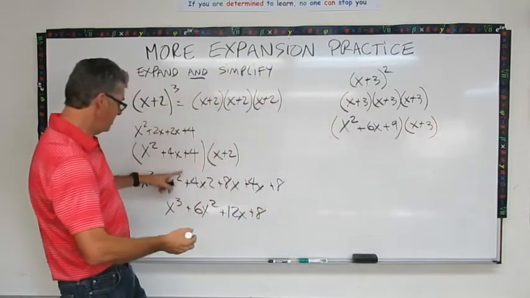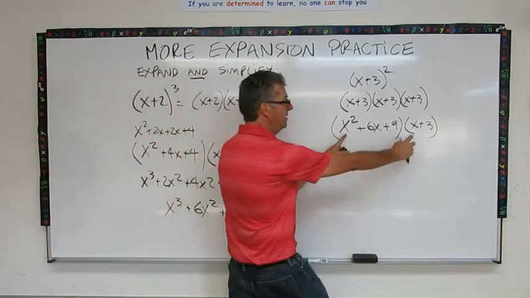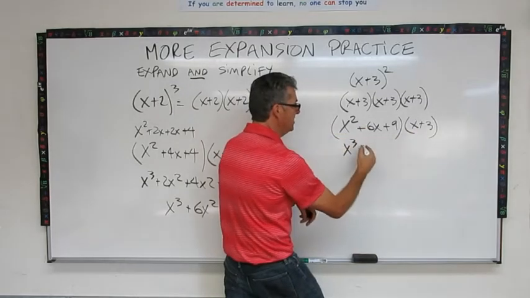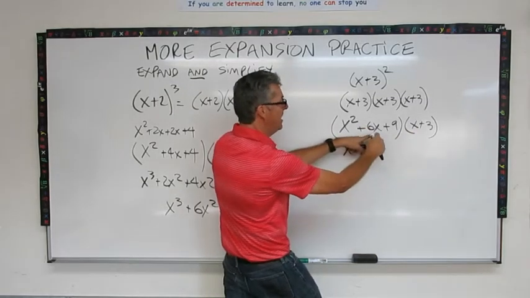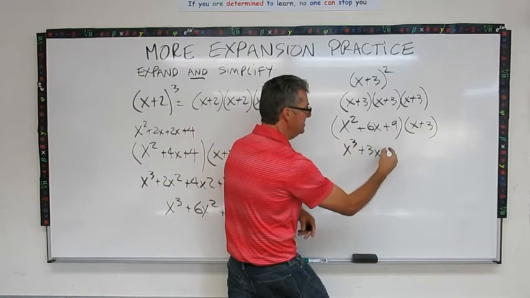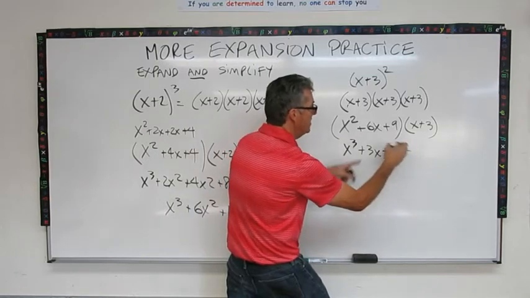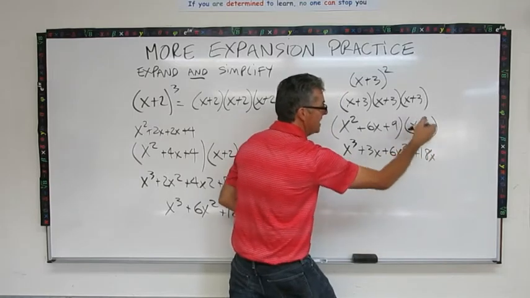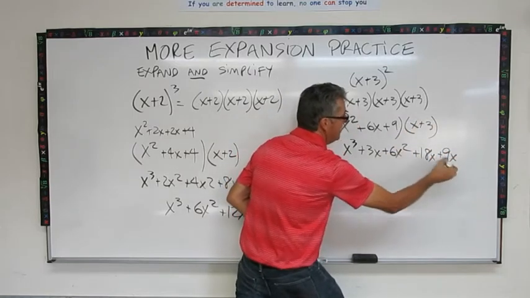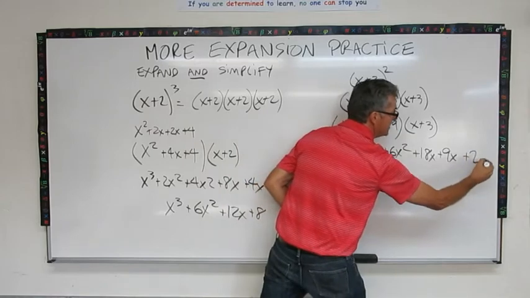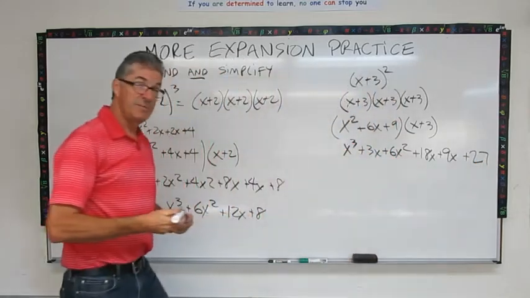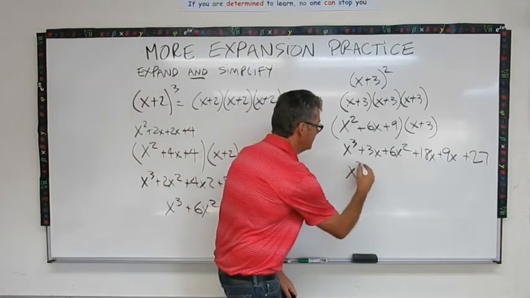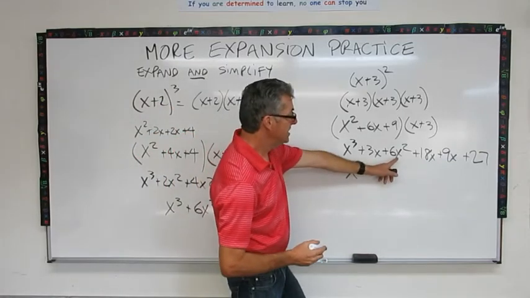Now I'm going to have this complicated step, keeping track. x squared times x is x to the third. x squared times 3 is 3x squared. 6x times x is 6x squared. 6x times 3 is 18x. 9 times x is 9x. And our constant is going to be 27. Now I'm simplifying by combining like terms. Again, only one cubed term, so that stays the same. I have a 6x squared.